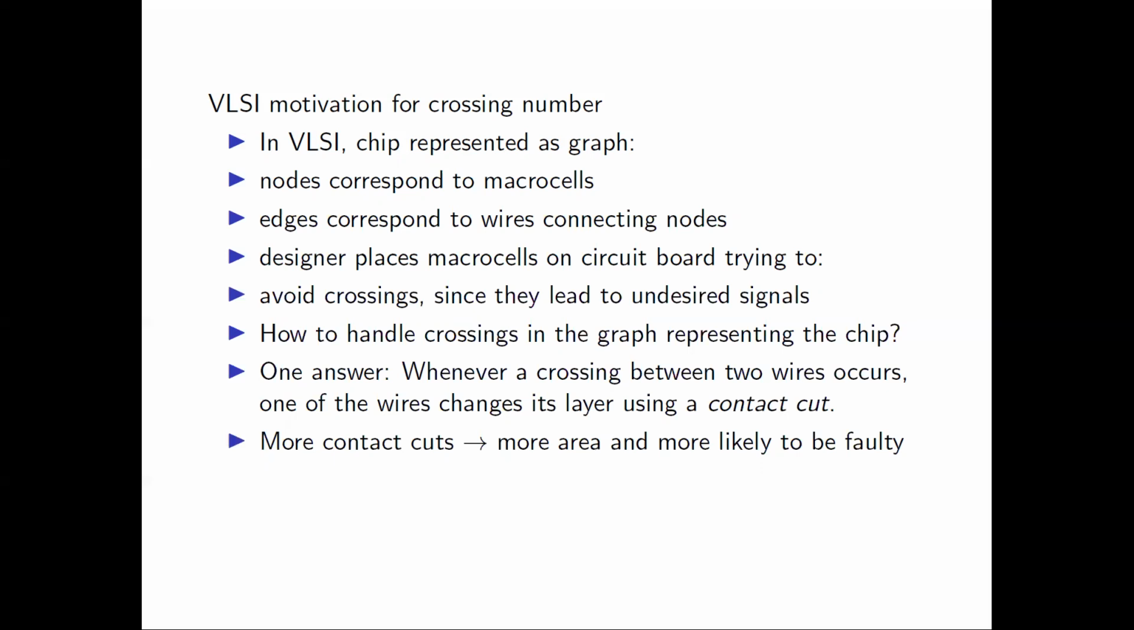So if your strategy in designing the circuit is to use contact cuts whenever there's a crossing between two wires, and the goal is to use as few contact cuts as possible, the goal in terms of the graph is to minimize the number of edge crossings. And this is what motivates the definition of the crossing number of the graph.